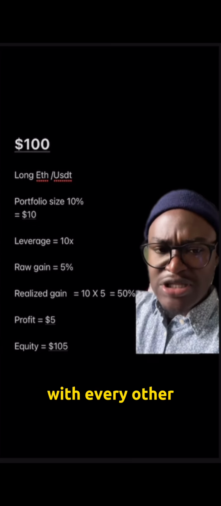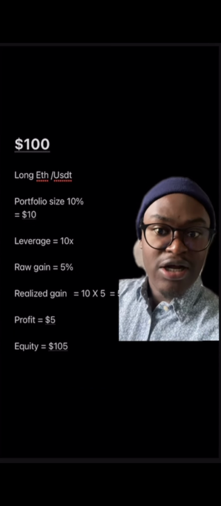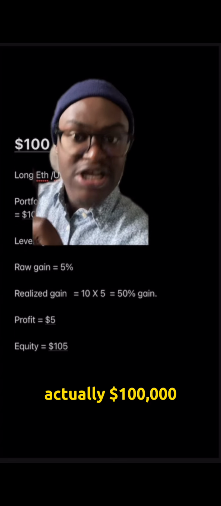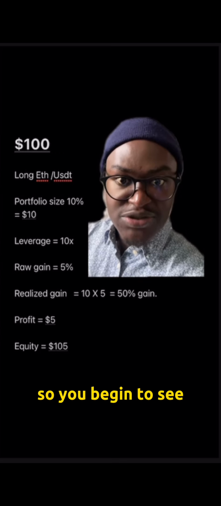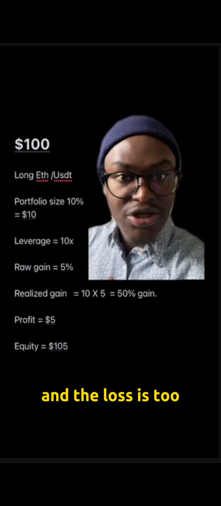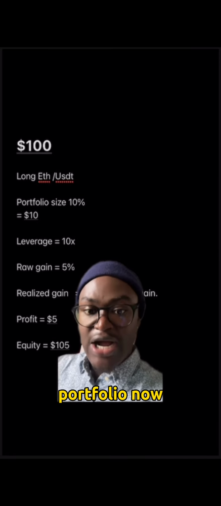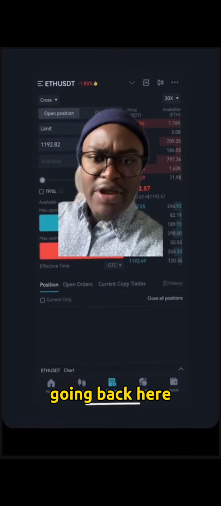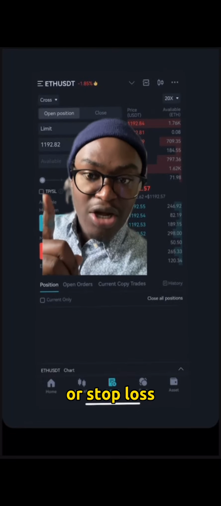Now, this works with every other amount that you put in. Let's say your portfolio was actually $100,000. 10% of it will be $10,000. So you begin to see the gains here and the losses too. So the equity, or say the total portfolio now, is $105.